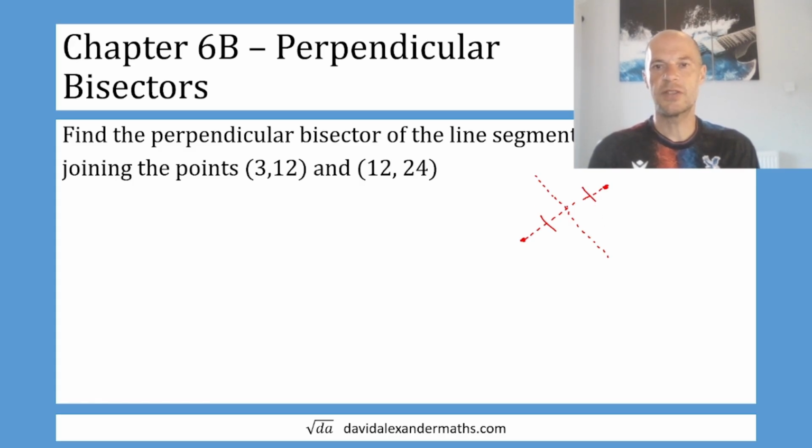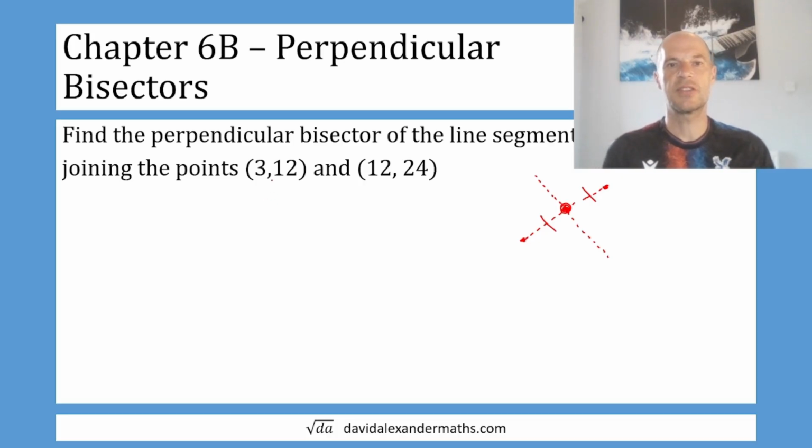So what we need to do first of all is work out the coordinates of the midpoint. We did that in chapter 6a. What is the midpoint of 3 and 12? Add them together, 15, half it, we get 7.5. So let's just make a note here. The midpoint x coordinate is 7.5. And of the y coordinates 12 and 24, well, that is going to be 18.